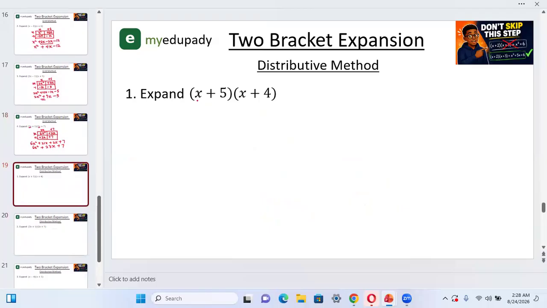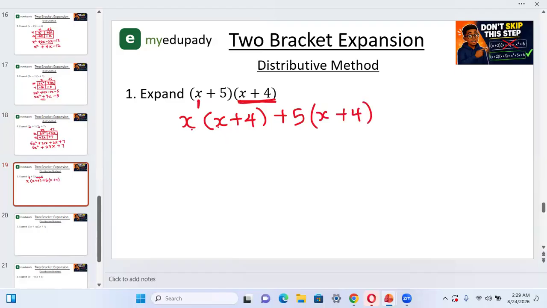So the first thing you do is you pick the first term, the value you have here, x, and then you write all the values inside this bracket beside it, x plus 4. Then you pick the second term, which is plus 5. Then we have plus 5, and still write all these values, x plus 4. So this is what we call the distributive method, right?